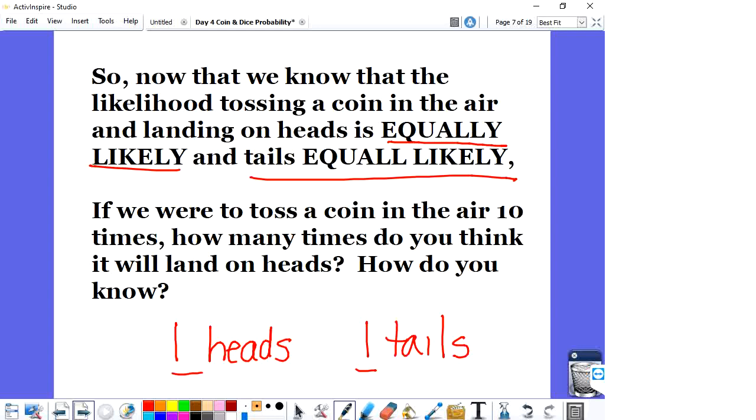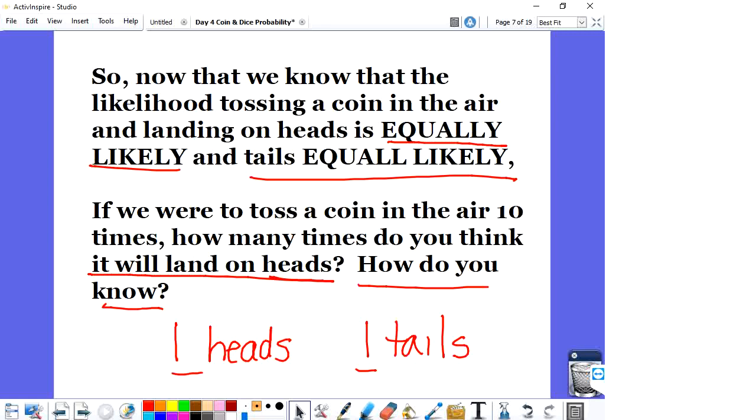So if we were to toss a coin in the air 10 times, how many times do you think it will land on heads? How do you know? Think about that for a moment. Pause your video, and when you are ready to check your answer, go ahead and unpause it.